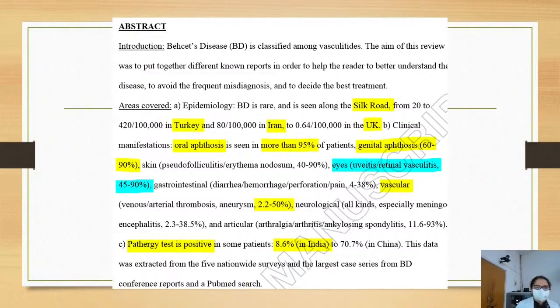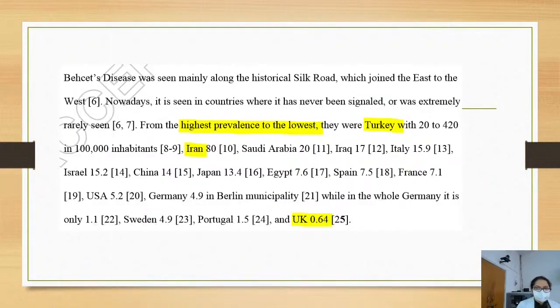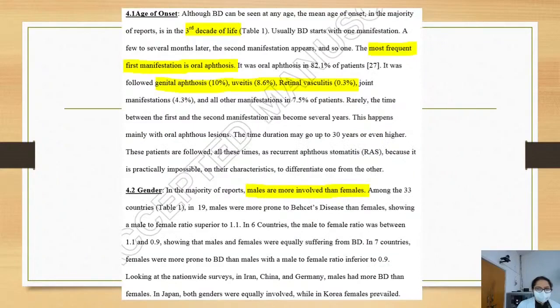it has told that the epidemiology of Behçet's disease is highest along the Silk Route, in which Turkey had the maximum incidence, and the least was seen in the UK. In 95% of patients, oral aphthous ulcer was seen. Around 60 to 90% of patients had genital aphthous ulcer, and ocular manifestations such as uveitis and retinal vasculitis were seen in 45 to 90% of cases. Coming to the pathergy test, only 8.6% of patients were positive from India. So the highest prevalence was seen in Turkey.